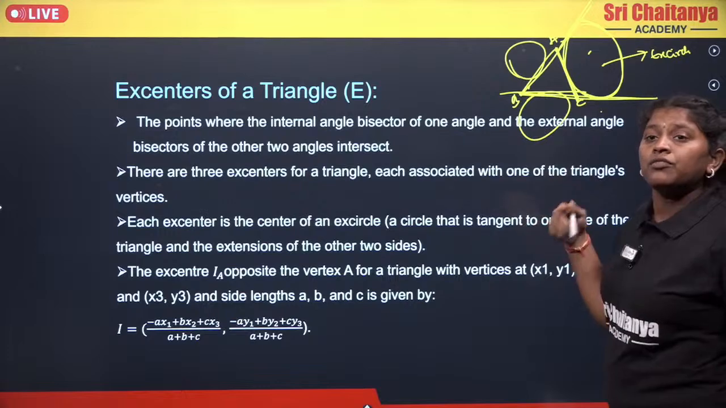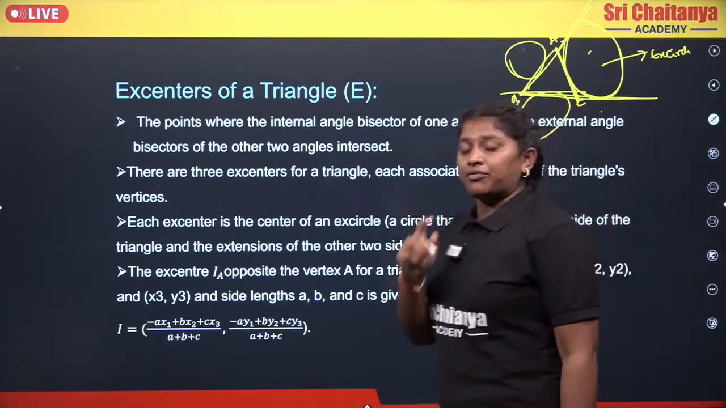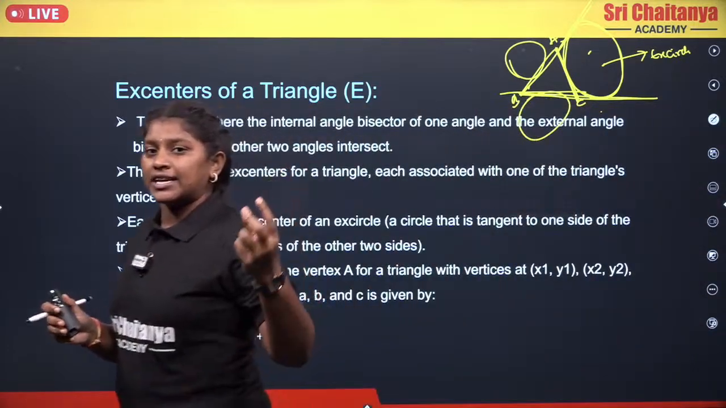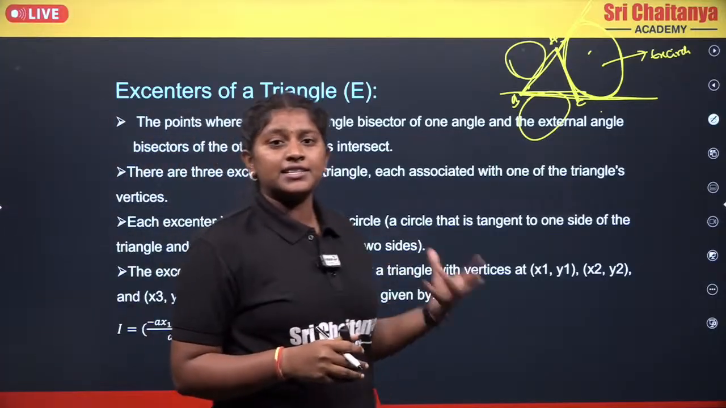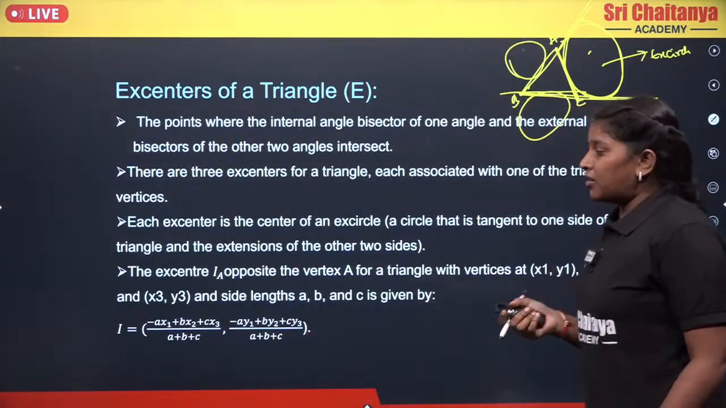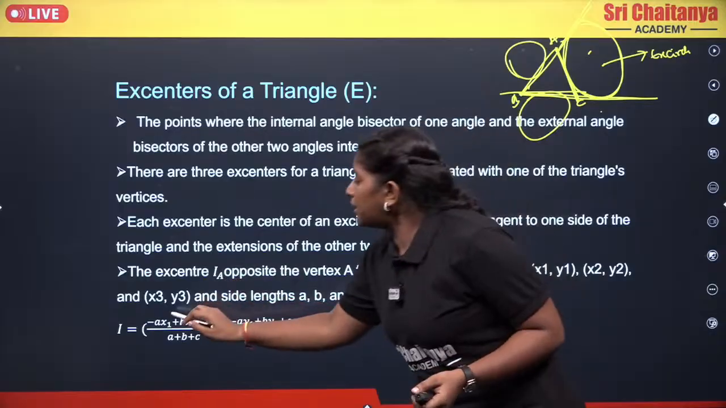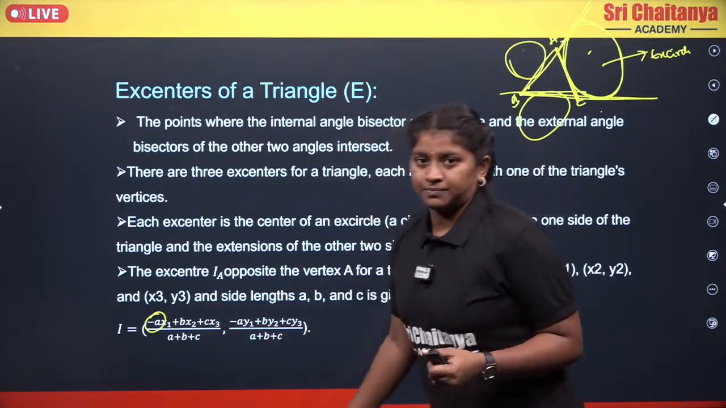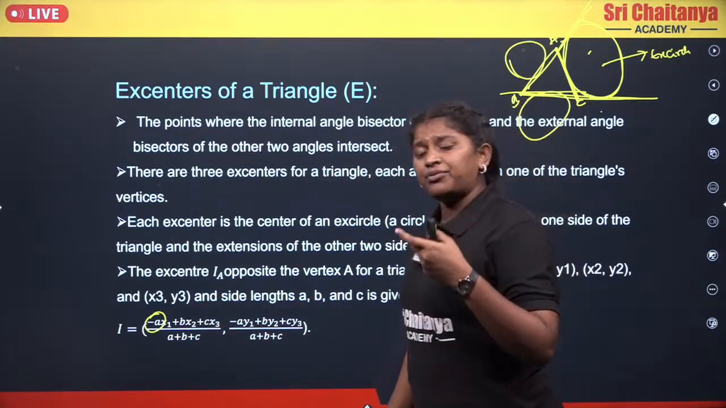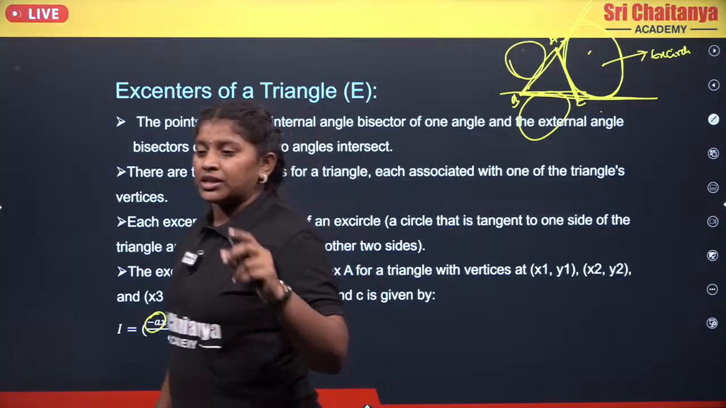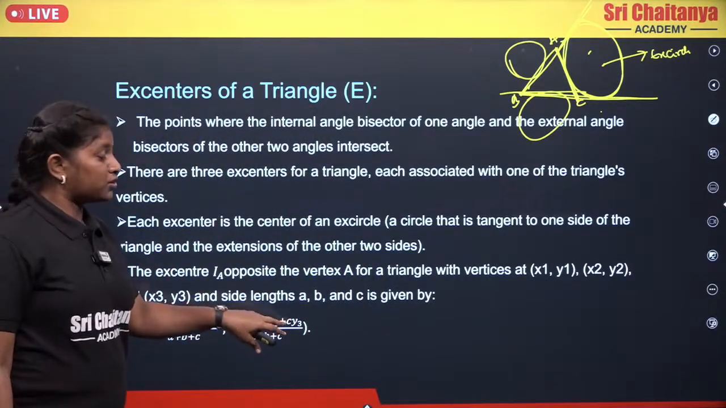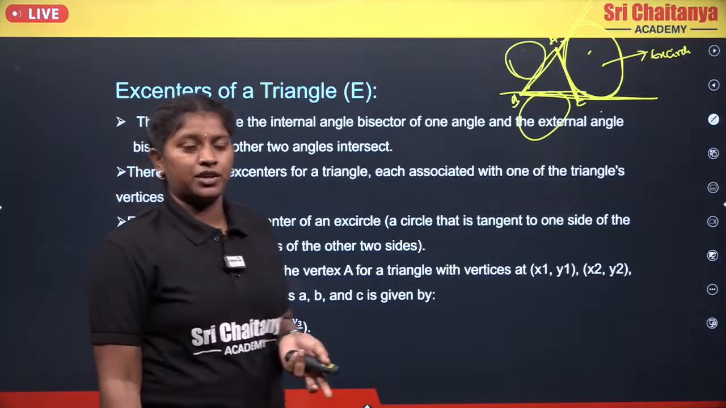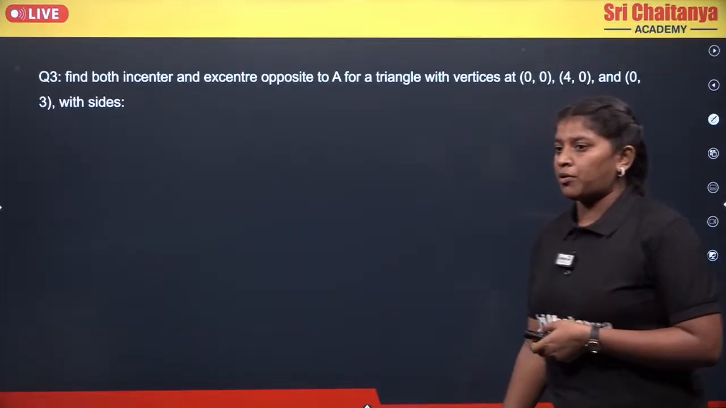Okay, so here we should be very clear about which vertex we are finding the excenter with respect to. If you are finding the excenter with respect to A, we will be taking minus A. If you are taking it with respect to B, then you will get minus B, and if you are taking it with respect to C, then it will become minus C. Okay, now let's solve a problem.